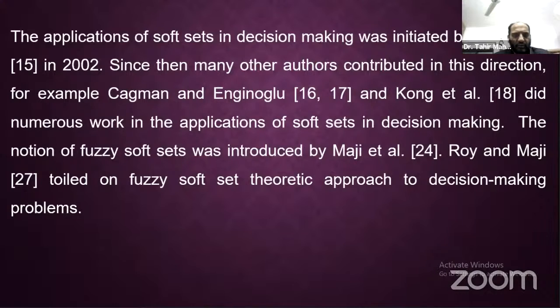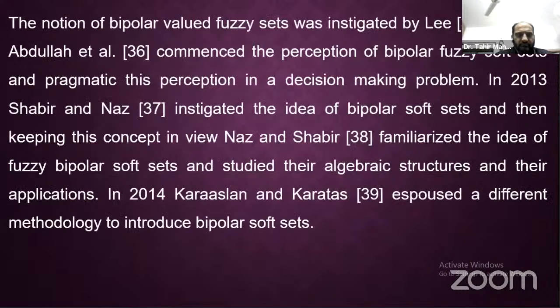Since then, many other authors contributed in this direction. For example, Cagman and Enginoglu and Kong et al. did numerous work in the applications of soft sets in decision making. The notion of fuzzy soft sets was introduced by Maji et al. Roy and Maji toiled on a fuzzy soft set theoretic approach to decision making problems.